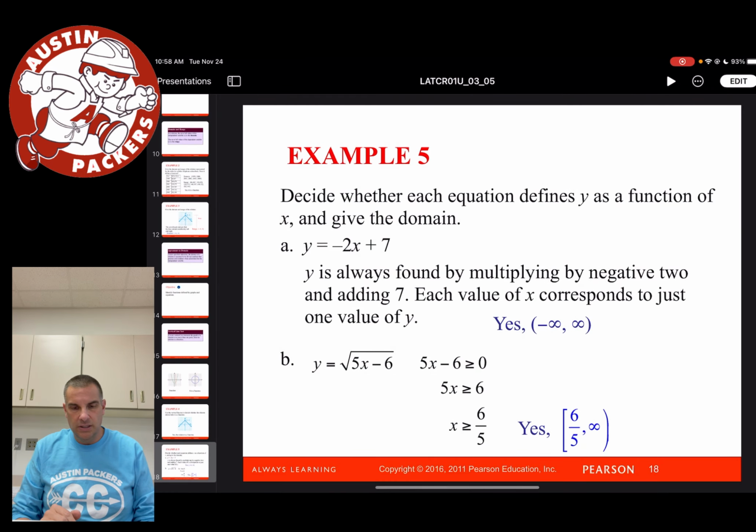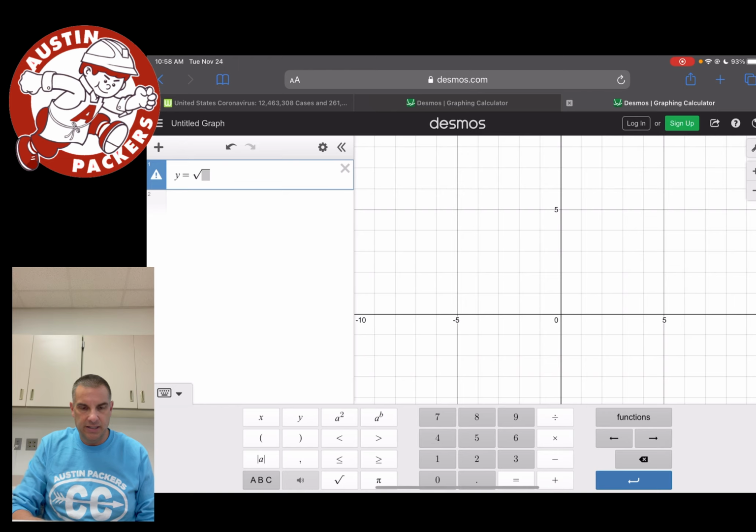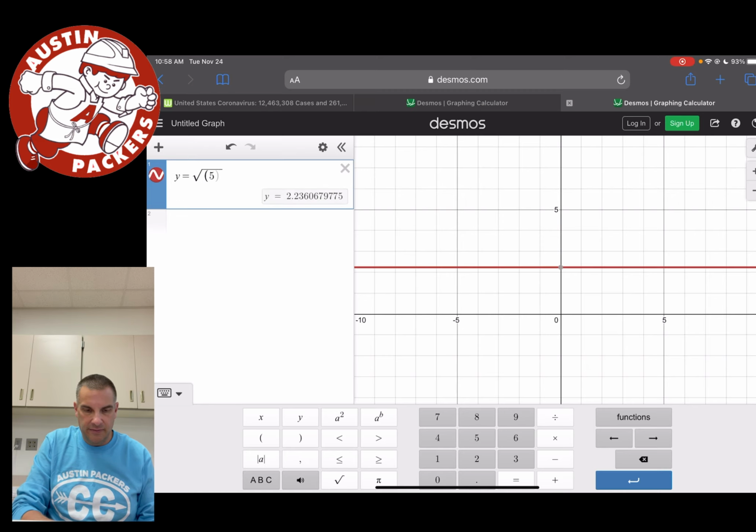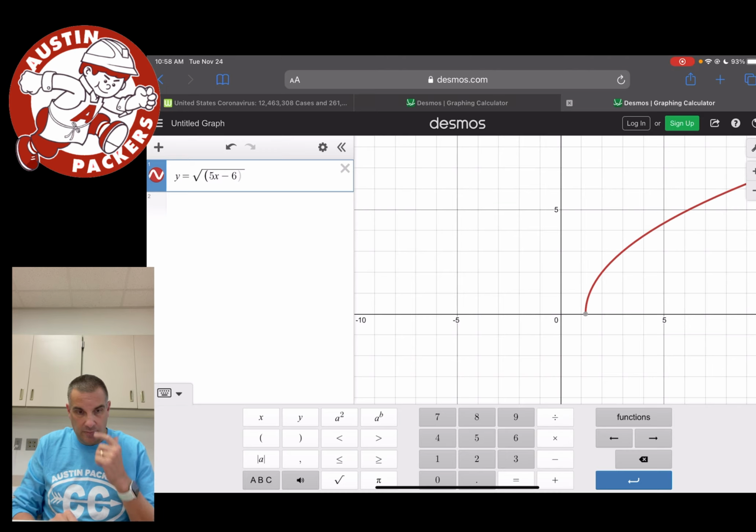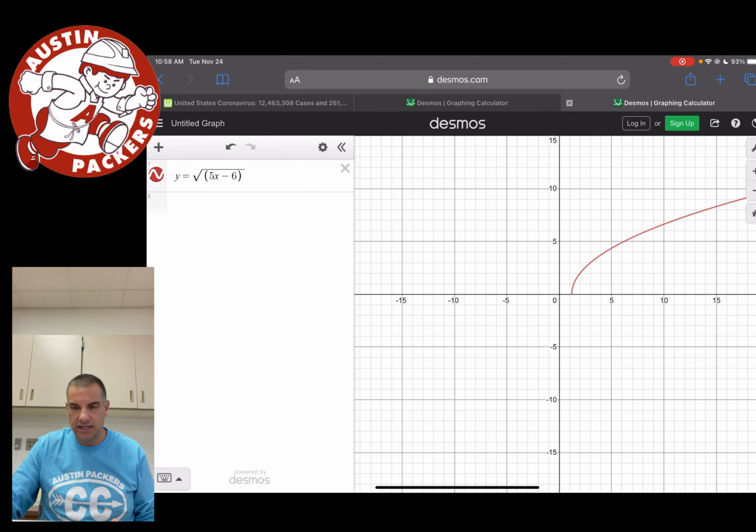So this was 5x minus 6. Oops, I need to put a parenthesis there. Let's delete that. I need to get inside of there, and I'm going to put a parenthesis. 5x minus 6. Okay, so if we look at this graph, this is what this graph looks like in Desmos.